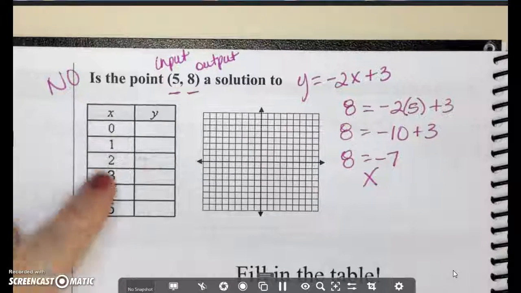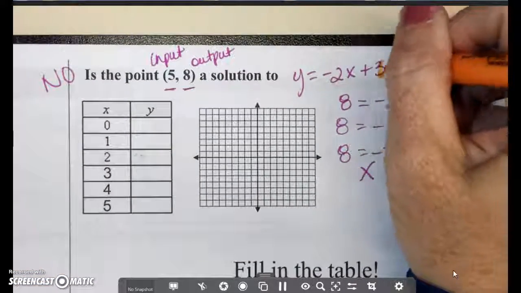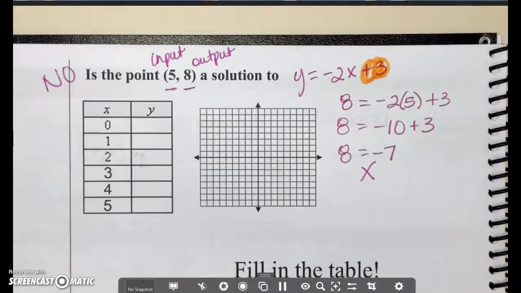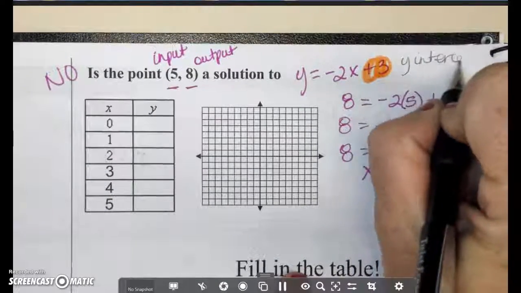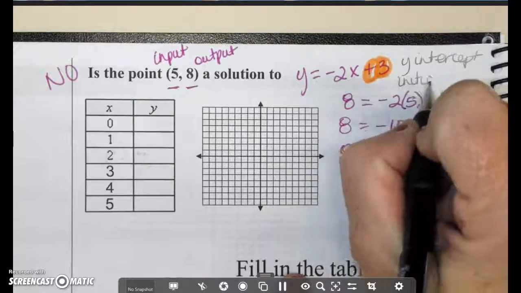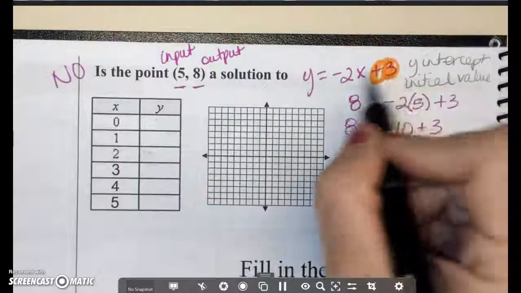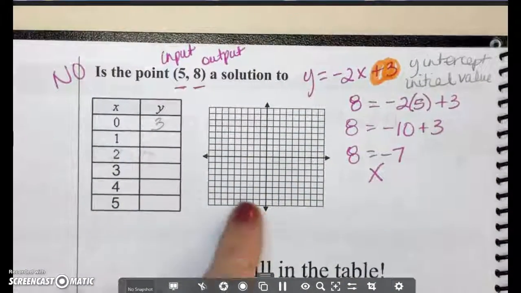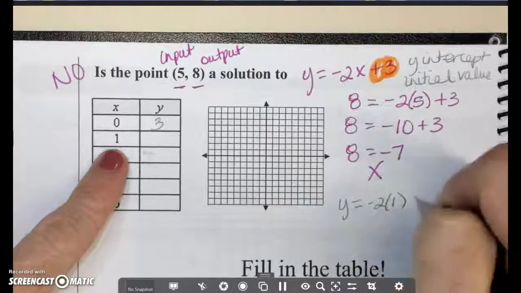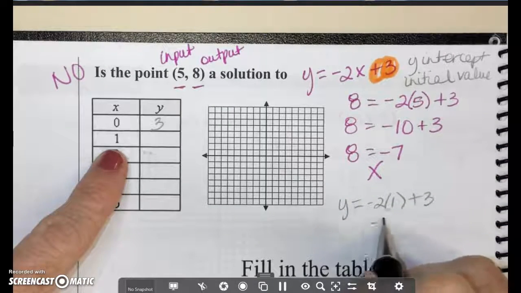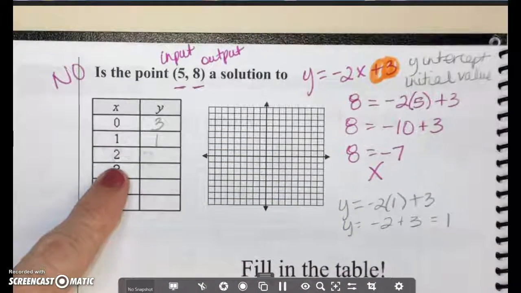Okay? Let's figure out what some solutions would be. So we always know that this number that stands alone, that is going to be our initial value, or our y-intercept. Okay? So we always can start with that. So in this case, we know that's our equation. Let's just start with that. So then if we plug in a 1, we have y equals negative 2 times 1 plus 3, which gives us negative 2 plus 3, which gives us 1. So when we input 1, we get 1 as an output.